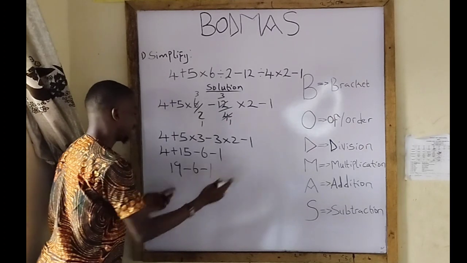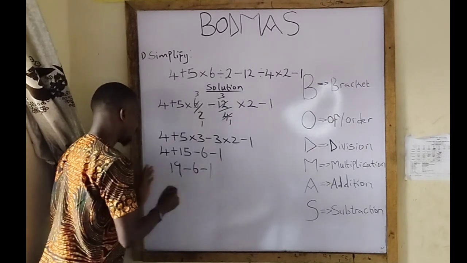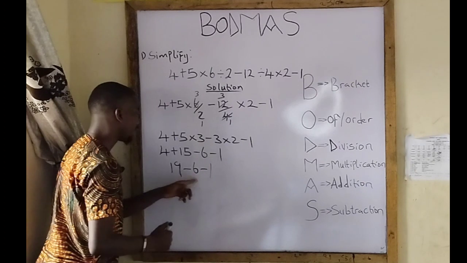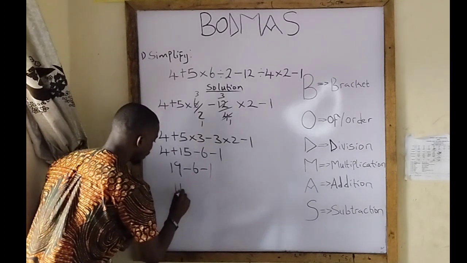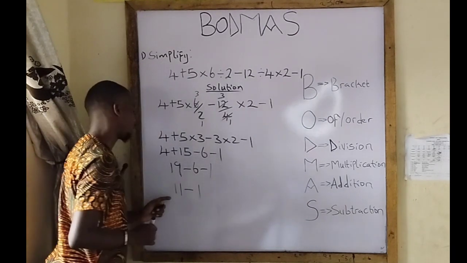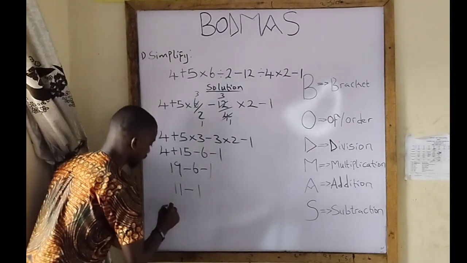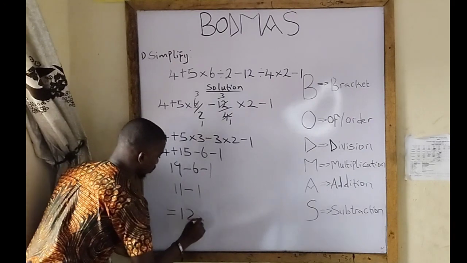Lastly is subtraction. We solve from left to right, so we start here, 19 minus 6, and that is 13. We have 13 minus 1. So that 13 minus 1 is equal to 12.